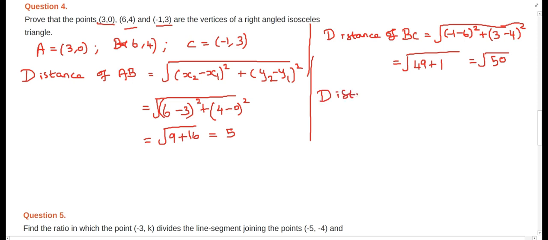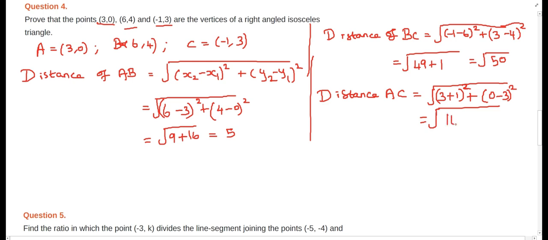Now distance of AC, which is equal to root of (x2 minus x1) whole square, so (3 minus (minus 1)) plus 1 whole square, plus (0 minus 3) whole square, which is equal to root of 16 plus 9, so again 25, root of 25 is 5. So distance of AC is 5.